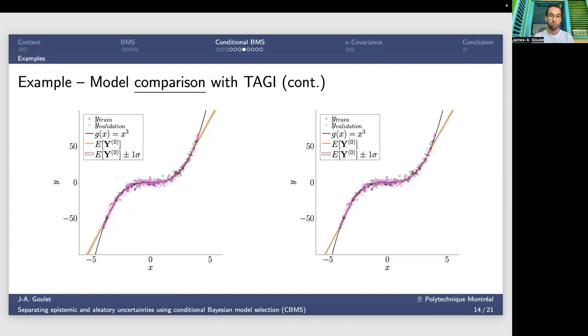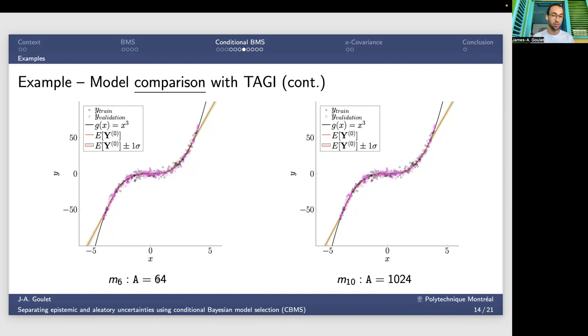Okay, second test, which model is better? It's harder, huh? Anyone want to guess a probability? 50-50. It's not far from 50-50, huh? So in this case, if we look at the numbers, left is again 64 hidden units, right is 1024. So left is M6, right is M10. What we would want from Bayesian model selection or conditional Bayesian selection is to give us a probability close to 0.5 for these, or at least not necessarily 0.5, but roughly equal probability for these two.